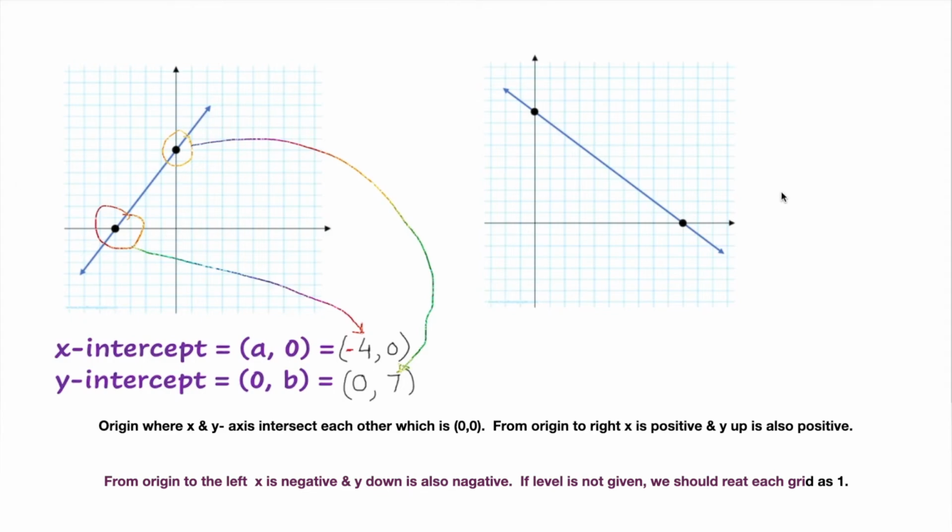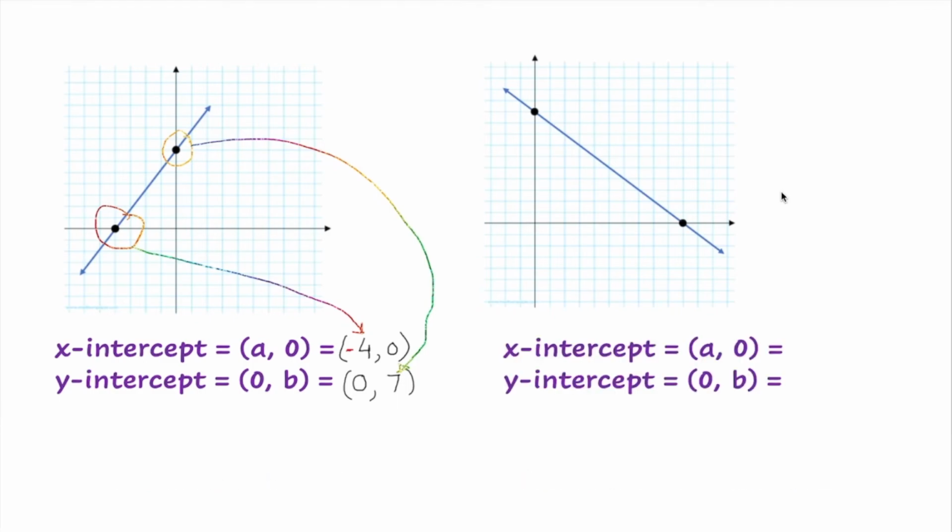Now let's take a look at the next one down here. How do we find it? It's the same way we found up here. So we look at this one here. This is the Y-intercept. 1 2 3 4 5 6 7 8 9 10. So it seems like that is a 10. So our Y-intercept is 0 comma 10. The Y-intercept is going up. Again, this point here is 0 comma 10.